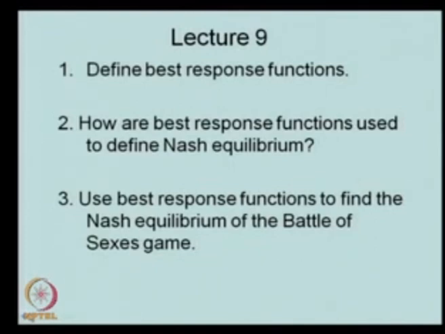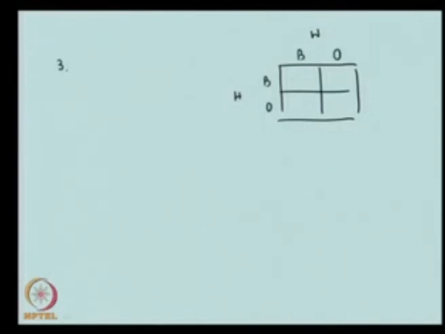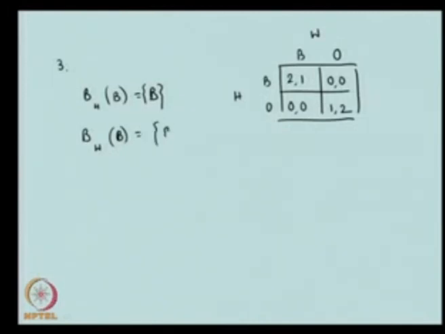The third question: use best response functions to find the Nash equilibrium of the battle of sexes game. If you remember the battle of sexes game, it looks like the following. This is the wife, this is the husband, and there are two actions here. And these are the payoffs. Now, we can easily see that the best response of the husband, given the wife is going to the boxing match, is to go to the boxing match, and the best response of the wife, given that the husband is going to the boxing match, is also to go to the boxing match. So by using the relationship that we have just described, BB is a Nash equilibrium.